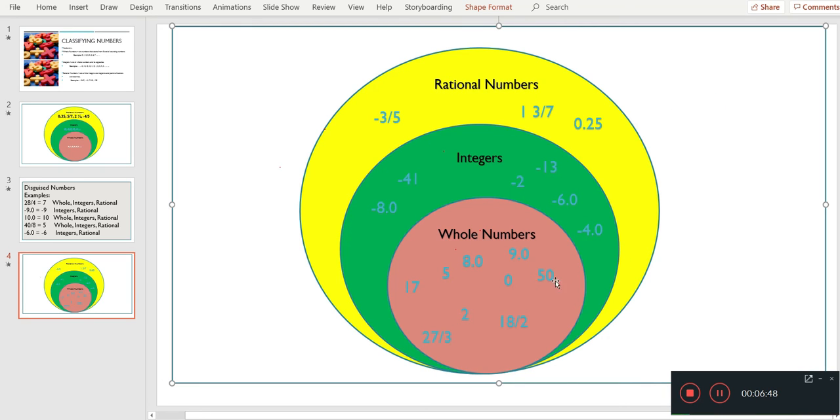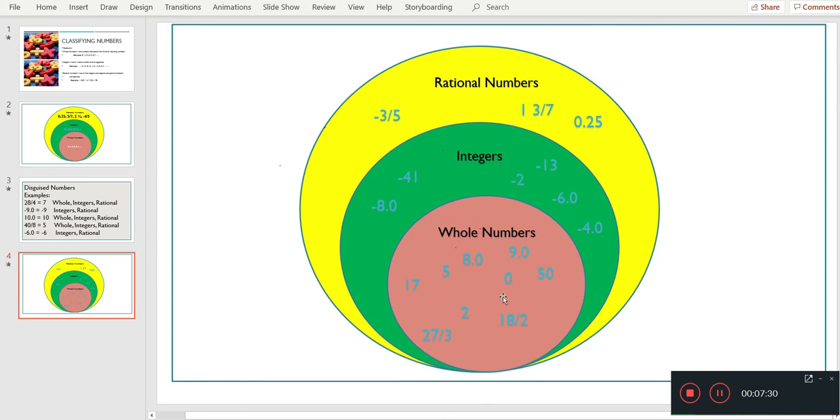So we categorized all these numbers perfectly. If I ask you, what's the category of 27/3? It's a whole number, an integer, and rational. What's the classification of negative 6.0? It is an integer, and it's rational. What's the classification of 0.25? It's just rational. Whatever is inside the whole can be a whole, an integer, and a rational. Only on the green part, that's integers and rational. And whatever is in the yellow part is just rational.